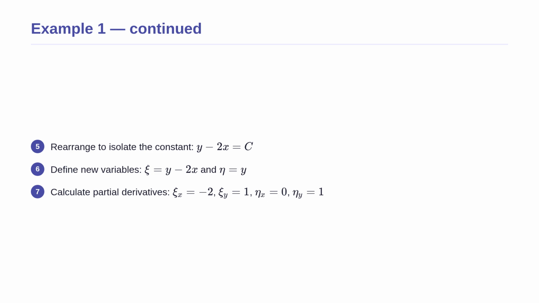Next, we must calculate the partial derivatives of both new variables with respect to the old variables, x and y. The derivative of psi with respect to x is negative 2 and with respect to y is 1. For eta, the derivatives are 0 and 1. We do this because we need these 4 pieces to apply the chain rule in our next step.